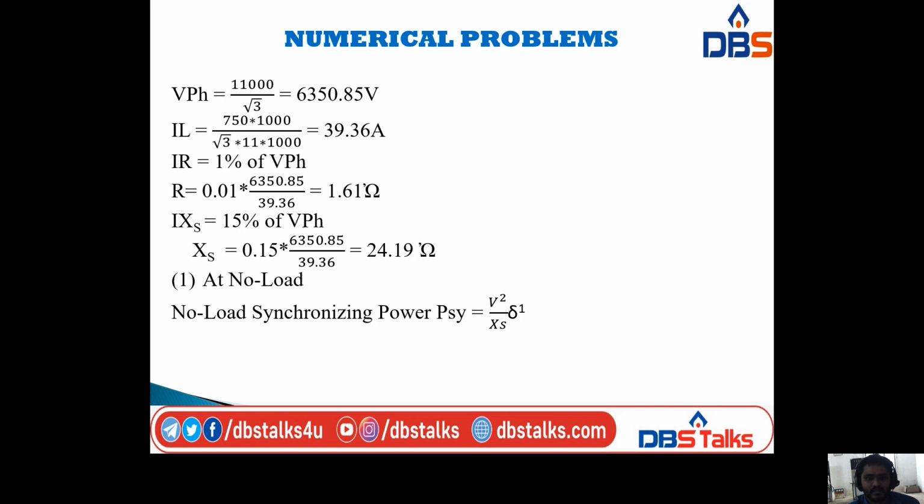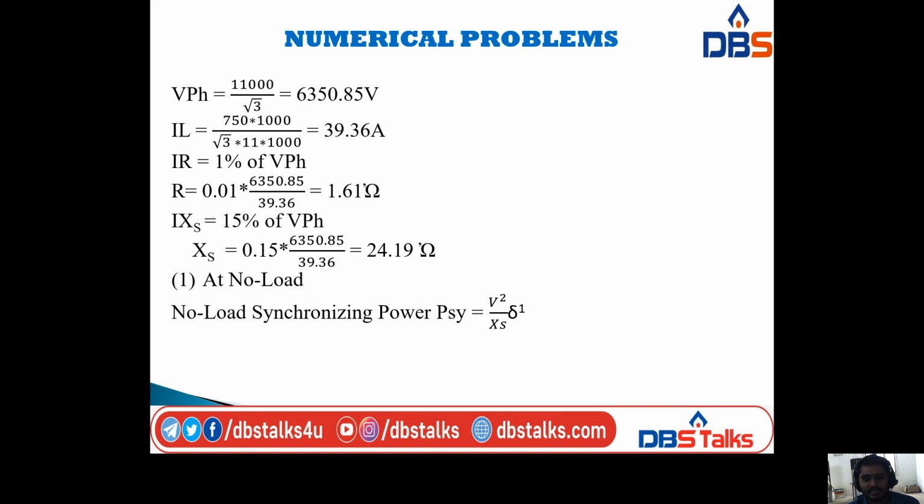And next, the percentage resistance drop, that is IR, is equal to 1% of V phase. 1% means 1 by 100, that is 0.01 into V phase. So IR is equal to 1% of V phase. By using that formula we write R is equal to 1% of V phase by I. That is 0.01 into V phase, 6350.85, divided by the load current or line current, 39.36, and finally we have the resistance, that is 1.61 ohms.